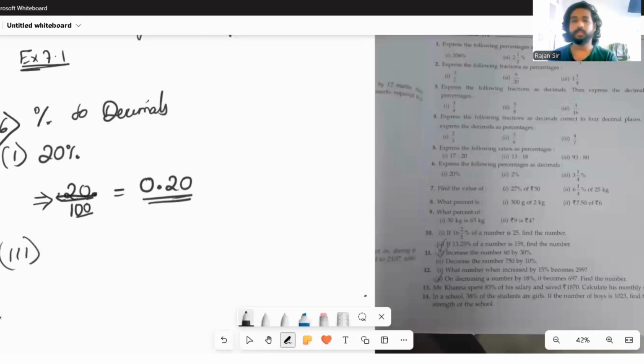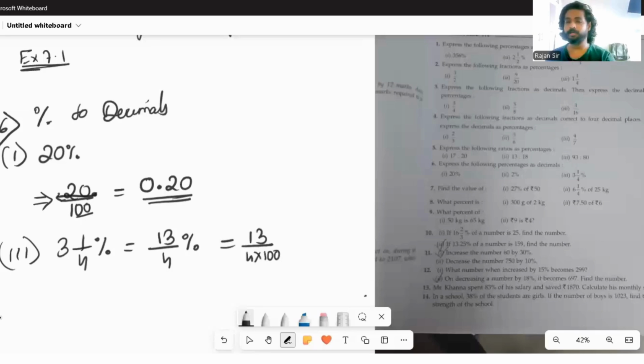The third one, 3 and 1 over 4%. So first you convert this into an improper fraction. 4 3s are 12, 12 plus 1, 13. So we have 13 by 4%. Now percent means divide by 100, so we have 13 by 4 into 100. In this particular case, don't divide by 400, just divide 13 by 4. So 4 1s are 4, 4 3s are 12, we have 1, which will give you 3.25.